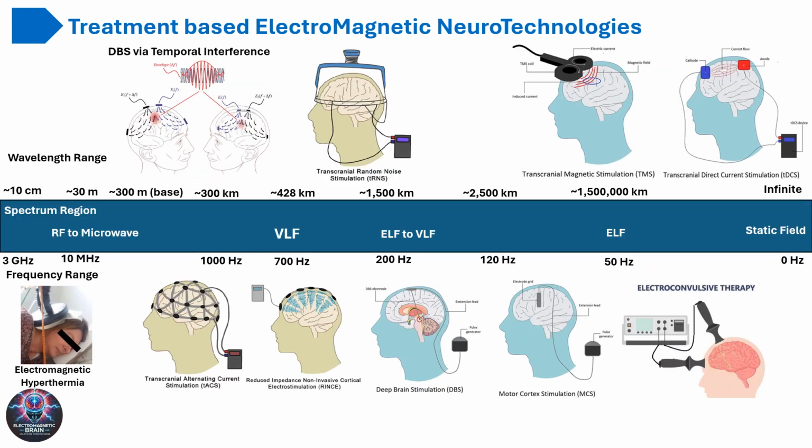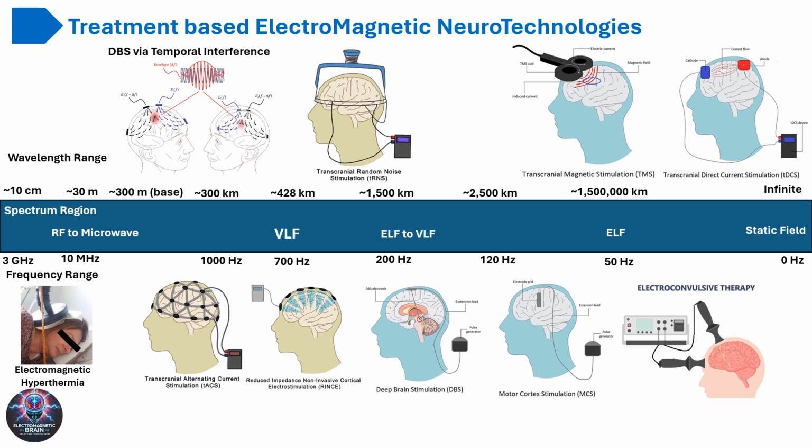Electromagnetic fields are not just for diagnostics, they are also used for treatments. Here are key examples. Electroconvulsive therapy, ECT, uses low-frequency electrical currents, around 50 Hz, to treat severe depression. It remains one of the most effective treatments for drug-resistant psychiatric conditions. 1. Deep brain stimulation, DBS, involves implanting electrodes that deliver electrical pulses to specific brain areas.